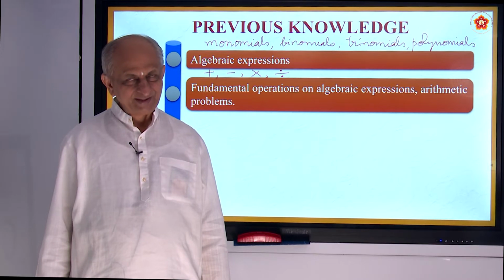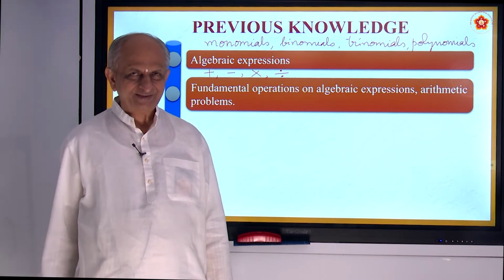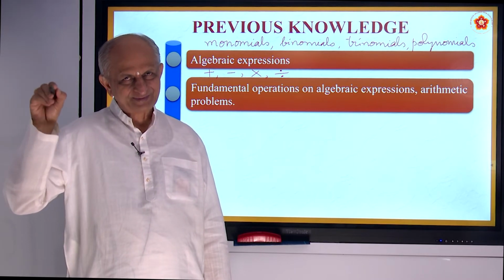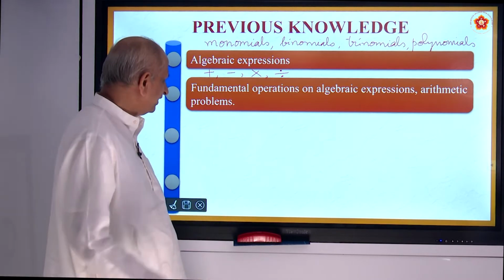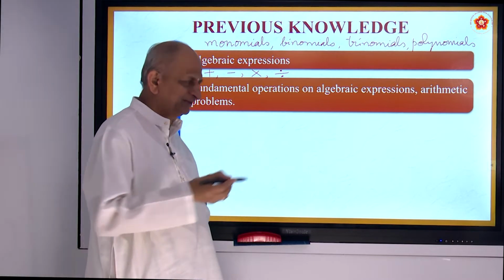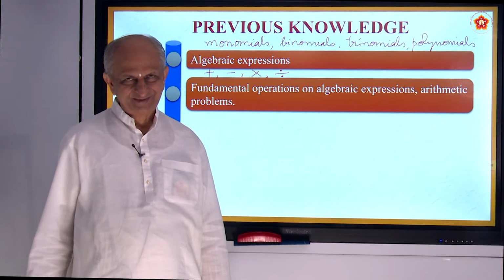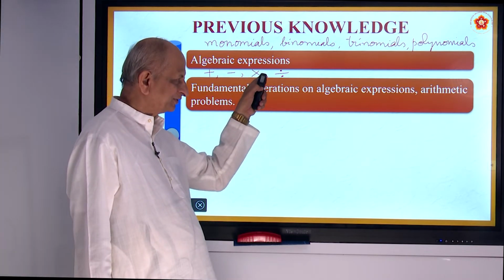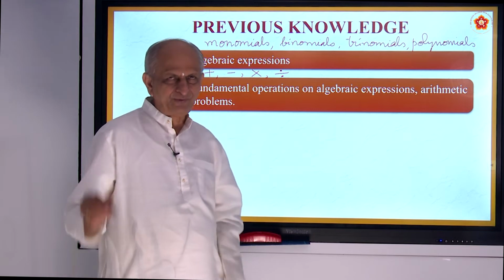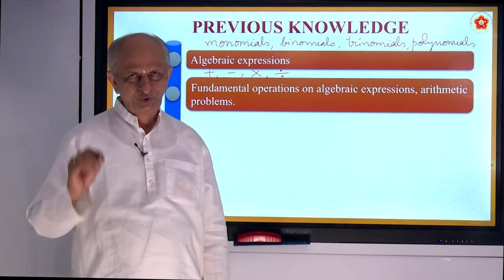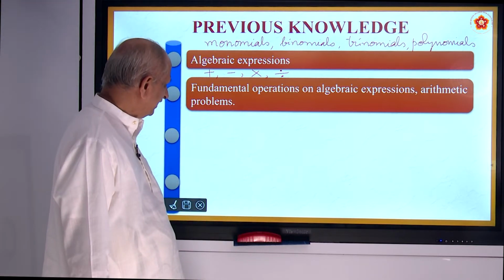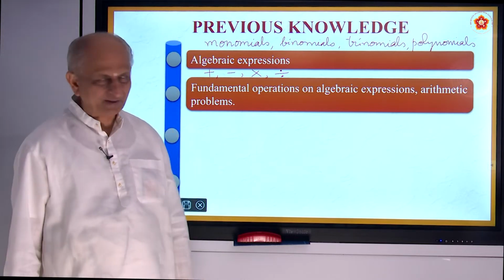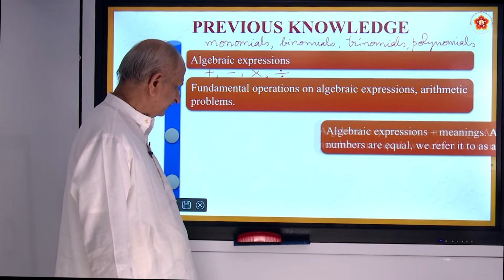A plus A is how much? 2A. 3x plus 4x, how much? 7x. Is it not? And 5x minus 2x, how much? 3x. And multiply 2x into 3x, 6x square. Divide 4a by 2a, 2. Like that we have studied the fundamental operations. They are 4 in number in the earlier classes.